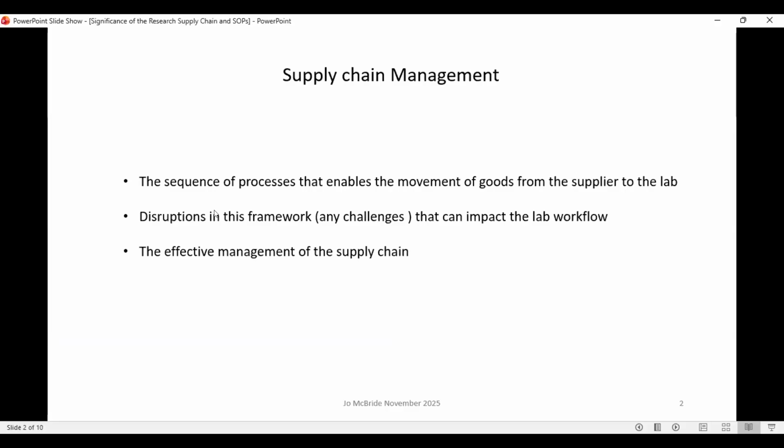Within that, you need to understand and plan for things like disruptions in this framework, any challenges, and how this would actually impact the lab workflow, and then also what you would need to do to ensure that you're in control of all of your supplies. There needs to be the effective management of this supply chain.